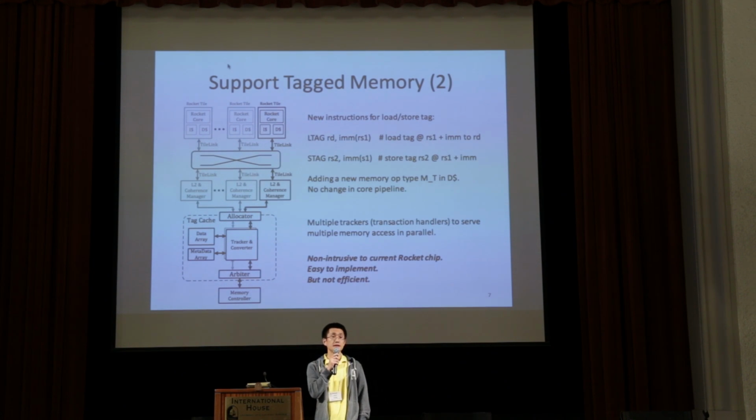So as you can see, adding the tag cache support in the current Rocket chip is quite easy. We chose to use a non-intrusive way to do it. But currently it's not efficient, so we have a lot of work to do. I will talk about this later.